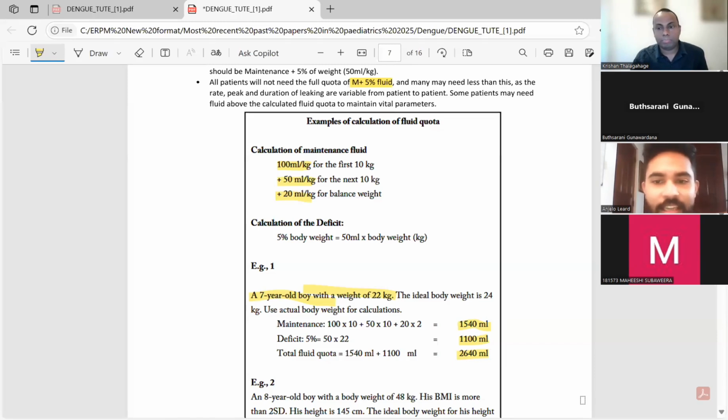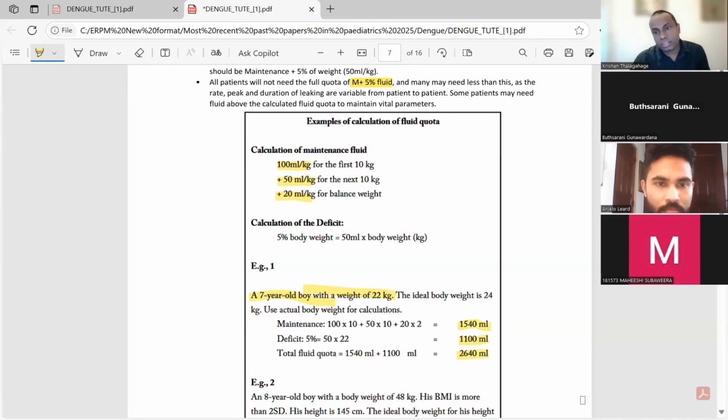Sir, in the case of the critical phase, we have such a quota calculation, but in the case the child has just dengue fever, how do we calculate the fluid that the baby requires? Very good question. Critical phase, fluid quota is what? Fluid quota is maintenance plus 5% deficit over 48 hours.